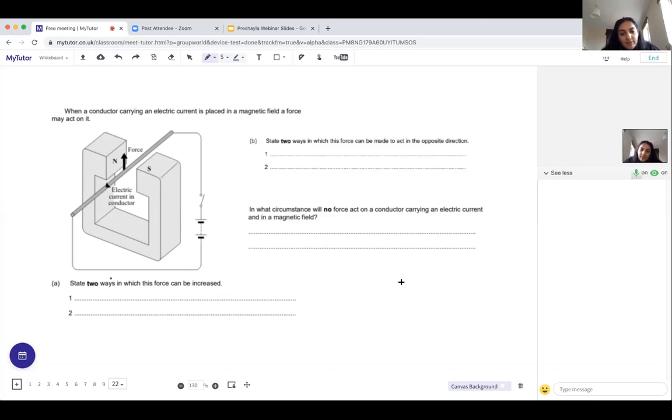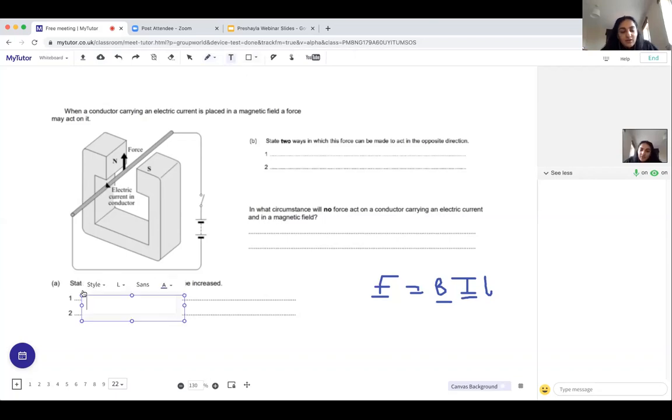It's really going back to F equals BIL, which is the equation that we have for a conductor in a magnetic field. So we know that to increase the force, we can increase the current or we can increase the magnetic field strength.